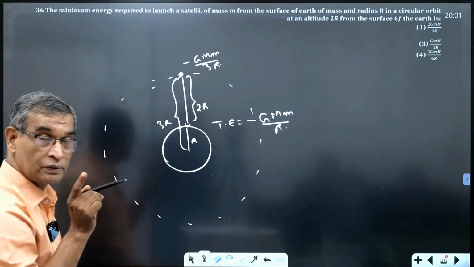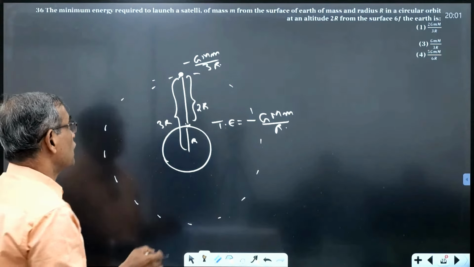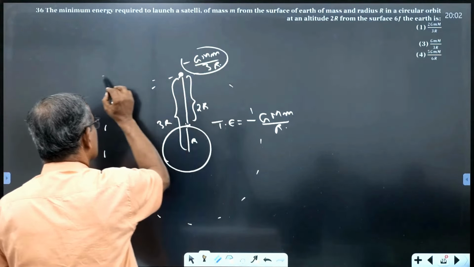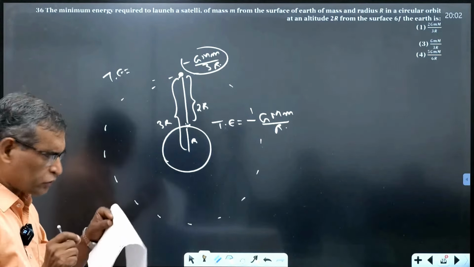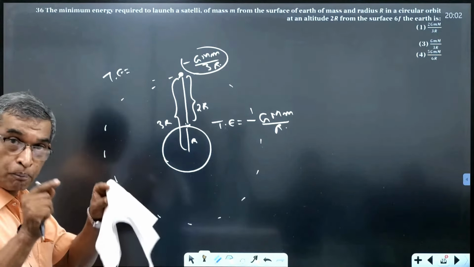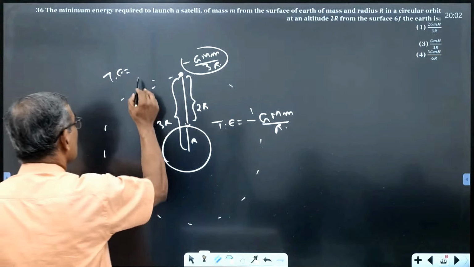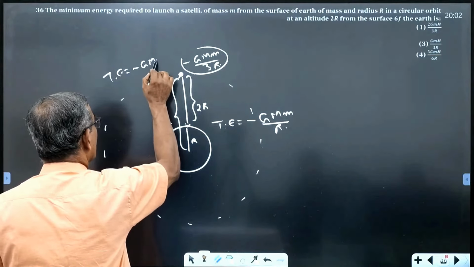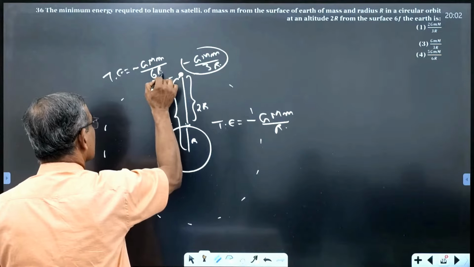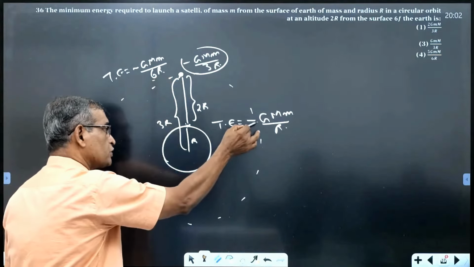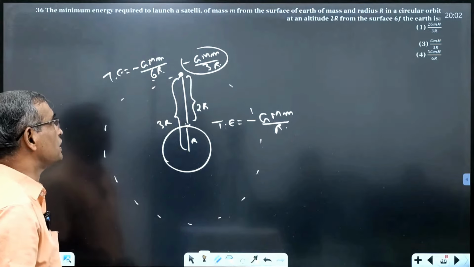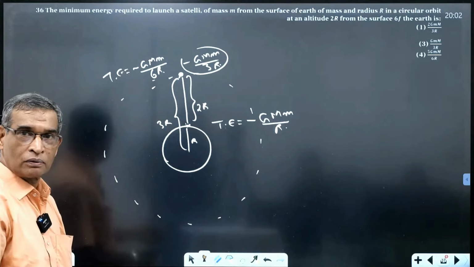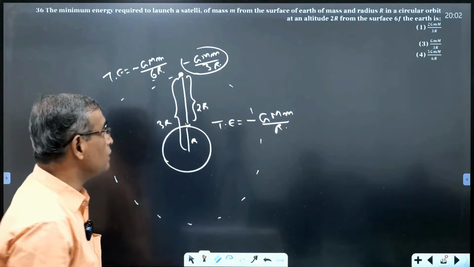But if this is the potential energy, what is the total energy there? The total energy is equal to minus half, which is simply half of the potential energy there. It's equal to minus GMm by 6R. Here the total energy is equal to minus GMm by R, and here the total energy is equal to minus GMm by 6R. Now, what is the energy difference? That is the work done.